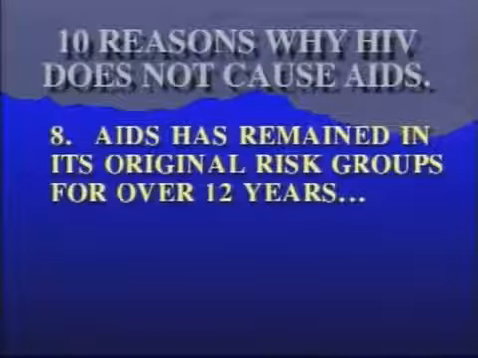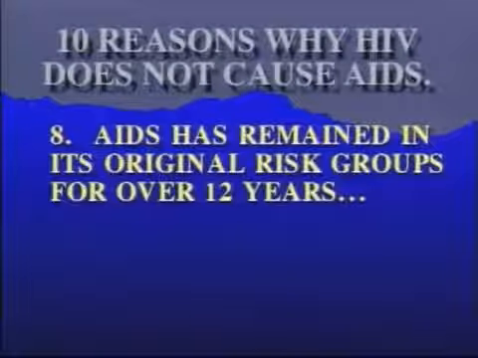It's obvious that HIV fails to cause AIDS beneath the microscopic lens and on the drawing board. But it doesn't fly in the population studies either. When we use the telescopic lens to observe the population at large, HIV's failure becomes linked to real names and faces. The population studies prove beyond a doubt that HIV does not cause AIDS. Number 8. AIDS has remained in its original risk groups for over 12 years.